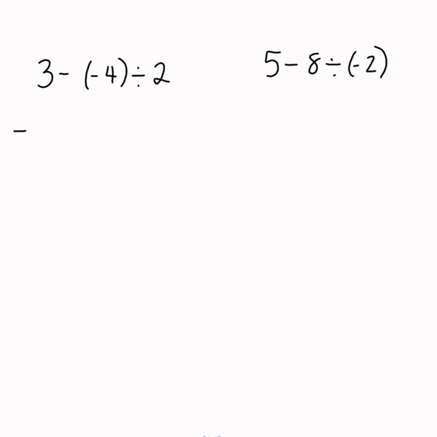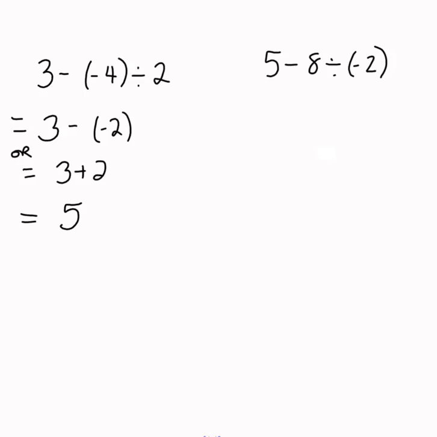So what we do with this one is we can say 3 minus the answer of -4 divided by 2. Well, -4 divided by 2 is -2. So what you're going to find is some people will actually write this as 3 plus 2. Again, those mean the exact same thing, and we get our answer.